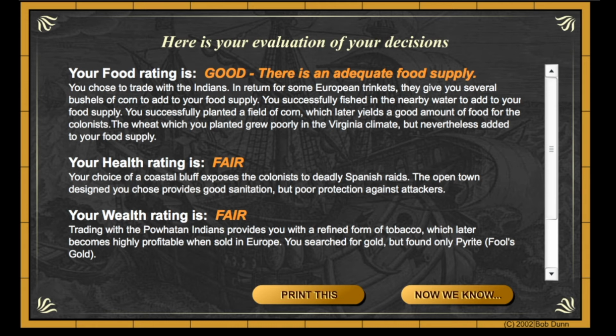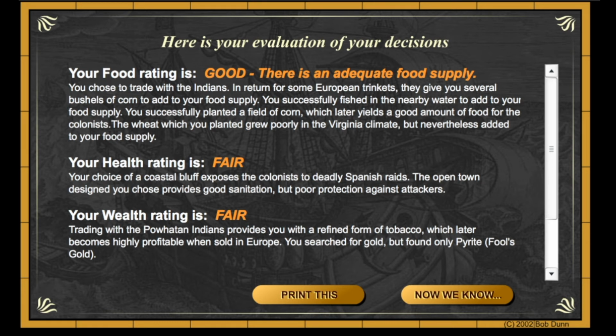Our health rating, though, is fair. That means not so good. Because we chose to be right on the coast, which basically meant we were kind of exposed, because any ship could just sail up and send boats up to attack us. It's good health-wise to have the fresh air of the coast, but with storms and other things and attackers that could come, it is not the best spot, probably.